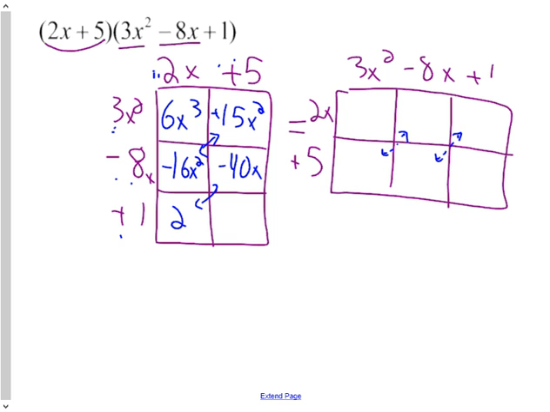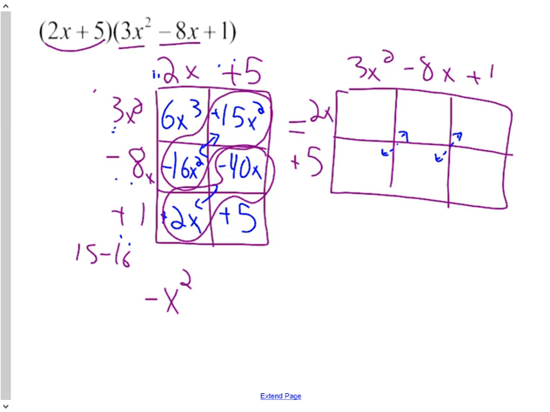1 times 2x is 2x, and 1 times 5 is 5. And you'll notice my arrows were correct. The things that are like terms are diagonal, right? 15x squared minus 16x squared, minus 40x plus 2x, right? And then you're going to add those. So 15 minus 16, that's minus 1, minus x squared. 6x cubed, our first term, is top box. Sometimes I like to do a check mark to make sure I've done one box. There's 2 as a kind of double check you don't forget something. Minus 40 plus 2. They're both x's. We're going to get minus 38x. And lastly, plus 5.